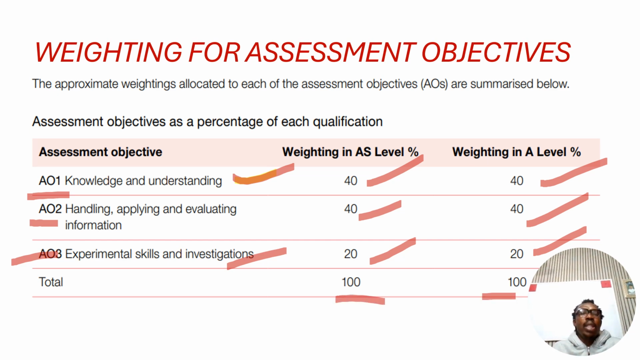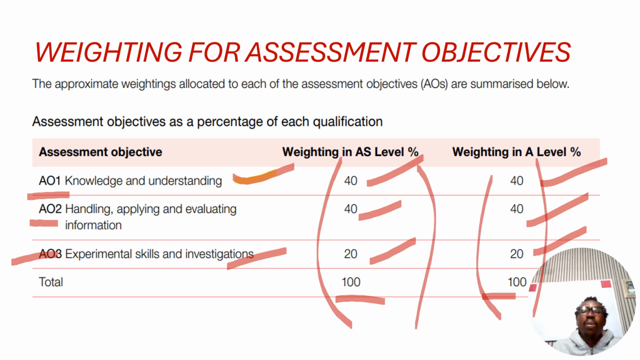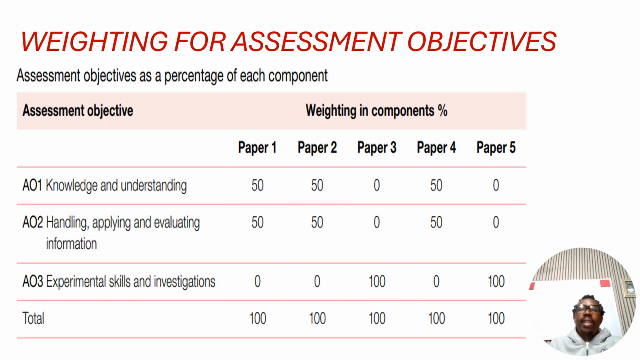So we'll talk about assessment objectives. We'll have knowledge and understanding, which is assessment objective 1. We'll have handling, applying, and evaluating information, which is assessment objective 2. And then we'll have experimental skills and investigation, which is assessment objective 3. And the weighting in AS and A level is shown. So it's as simple as that. If you add everything, the total will give you 100. So that is the weighting for assessment objectives.